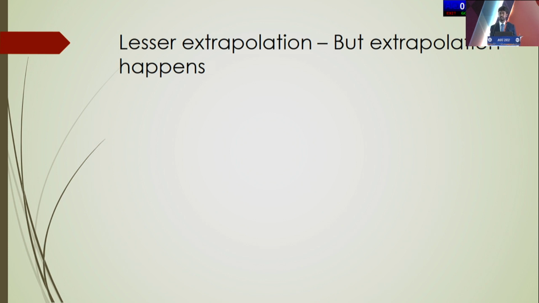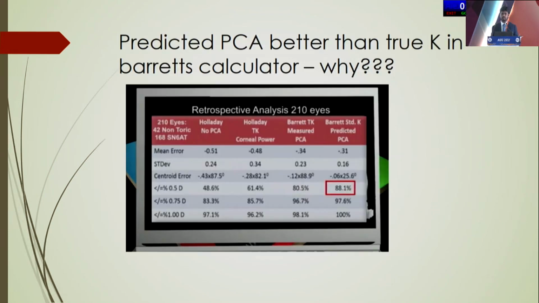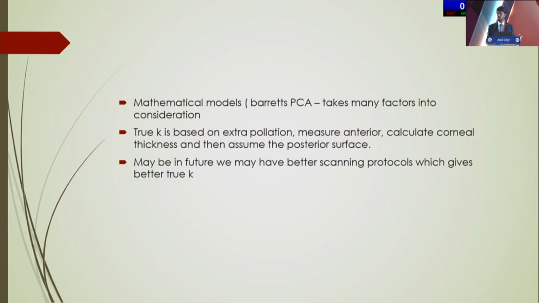The concept here, compared to the previous keratometers, is that there is far lesser extrapolation, because this checks in more points compared to the previous generation optical biometers, but of course there is some extrapolation that happens. I feel that is the main reason why Barrett's calculator is slightly more accurate than the true K, because it involves some extrapolation; it measures the anterior surface and does some calculations. Maybe with time this will evolve and give us much better results.